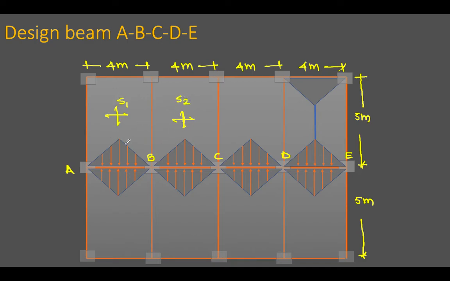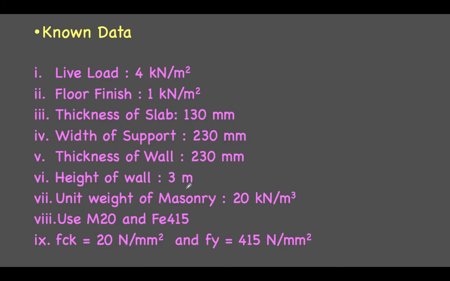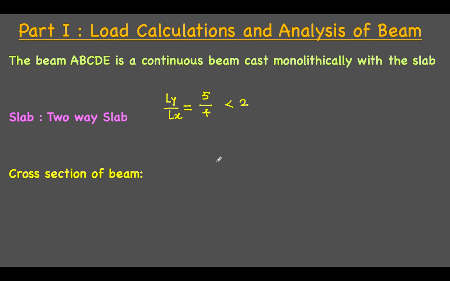I will consider this particular portion over here and the beam like this, S2, S3, S4, S5, S6, S7 and S8, right? So I will be just considering a beam over here. So this is our beam. I will be considering only two bays over here. This is A, B, C.